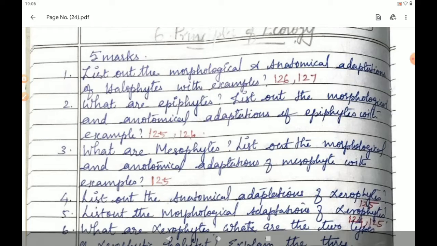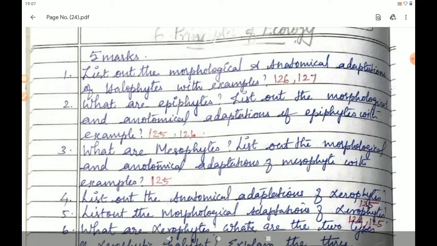In page number 125, mesophytes, under the heading on the right side of the page it is given, mesophyte. The plants which live in moderate condition are known as mesophyte. Example, hibiscus and maize. Under morphological adaptation, there are 3 points given: one from root, one from stem, then leaves. Then anatomical adaptation: cuticle, epidermis, mesophyll and vascular and mechanical tissue is given. The next question, close the bracket.